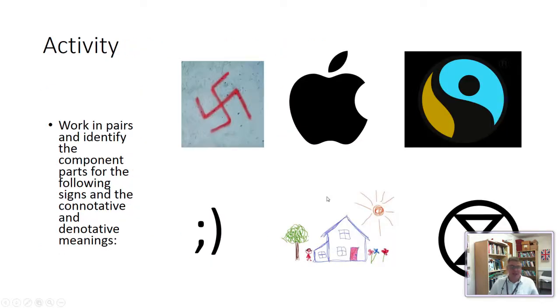Okay, at this point in the lecture, what I'd do is split you up into small groups and get you to work through the following exercises. So you can do this wherever you are if you want to. The idea is to work in pairs and identify the component parts for the following signs. I would want to know the signifier, the signified, the referent, the denotative meaning and the connotative meaning of each of these 6 symbols. And this one down here, just to avoid any confusion, that's a child's drawing. But what does it mean? How is it communicating meaning?